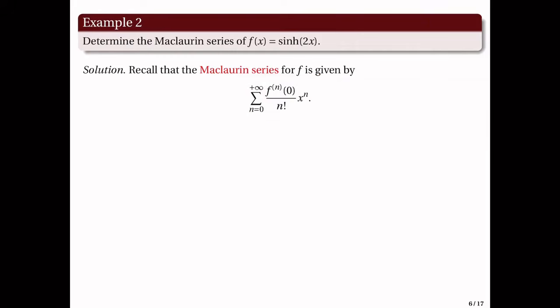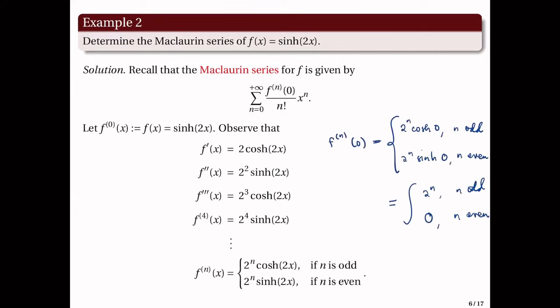Okay? Observe that kapag dinifferentiate natin ito continuously, so f prime is equal to 2 cos 2x, f double prime is equal to 2 squared sinh 2x, and so on. Eventually, mapapansin natin na yung pattern ng nth derivative ni f ay equal dito. So kapag n is odd, we have 2 raised to n cos of 2x. And when n is even, we have 2 raised to n sinh of 2x.